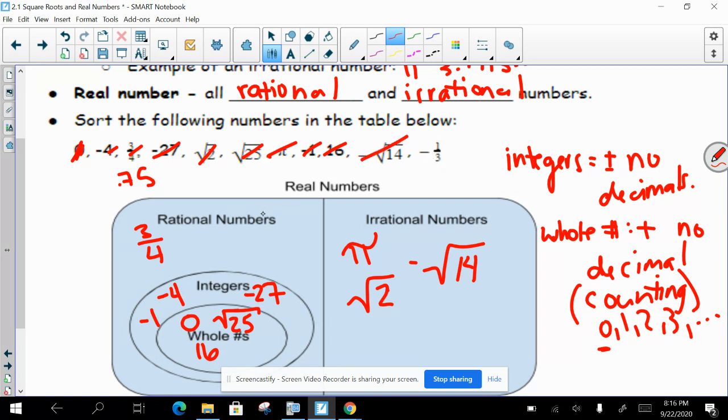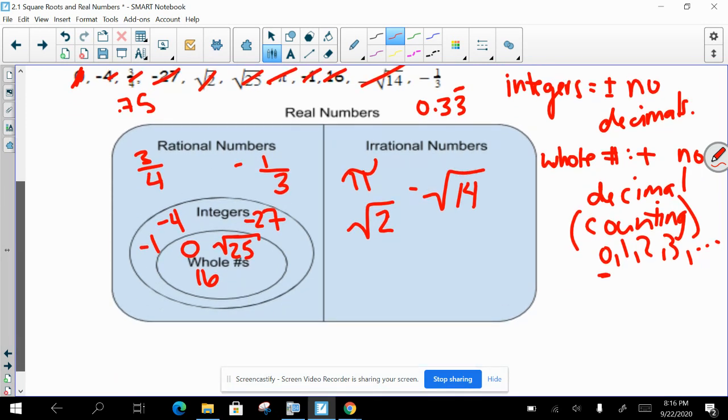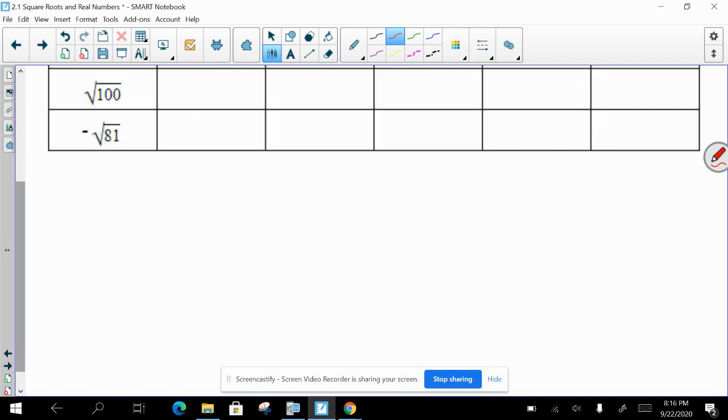-1/3 would go in the rational numbers. -1/3 is an example where it repeats. So it never ends, but it does repeat. So this would be rational. All right. Is there anything else on this page? No. Let's move on to our last example.